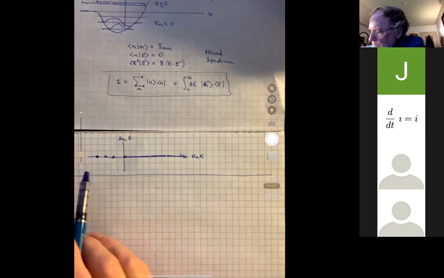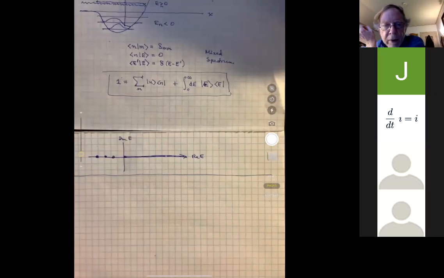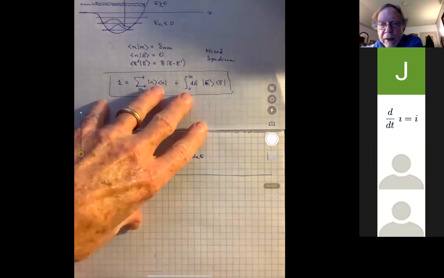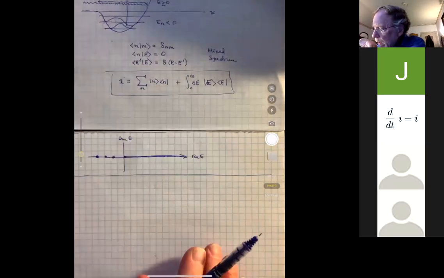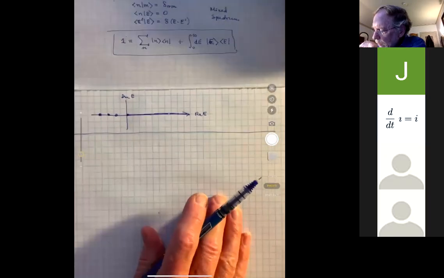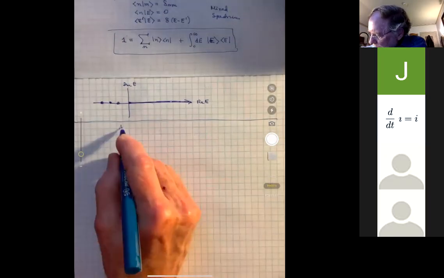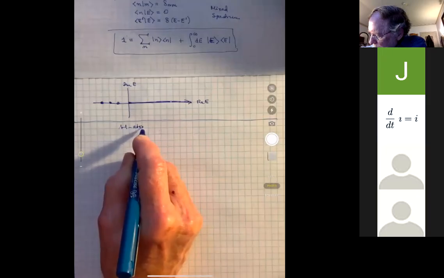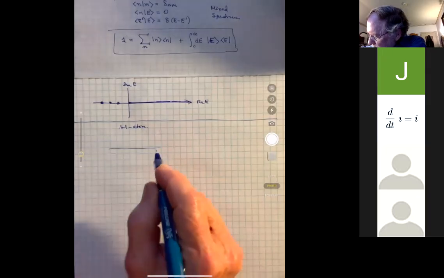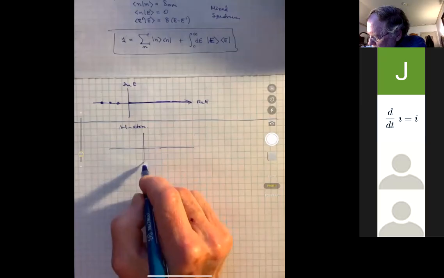However, let me just mention that these three examples I've given you here, the harmonic oscillator, the momentum, and this potential problem, were all non-degenerate. In reality, you frequently have degeneracies. Let me just mention the case of the hydrogen atom. If you look at the hydrogen atom, let's begin by drawing the spectrum.